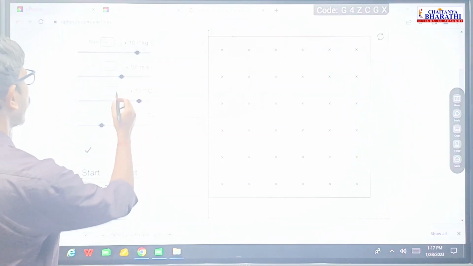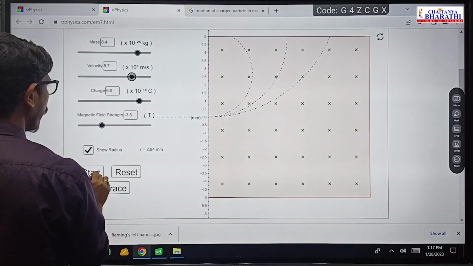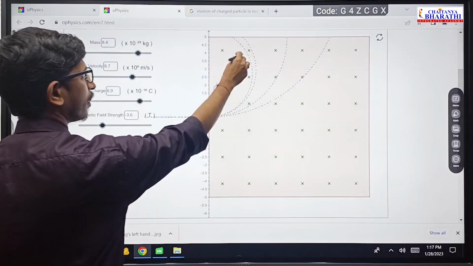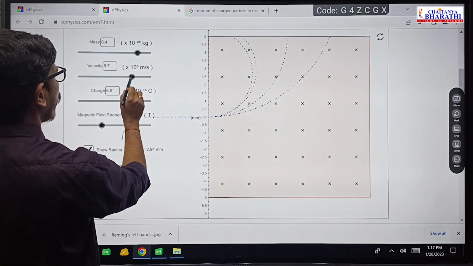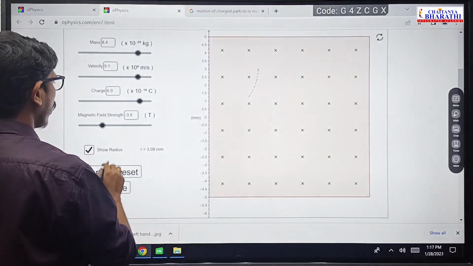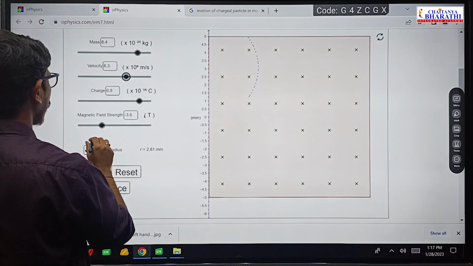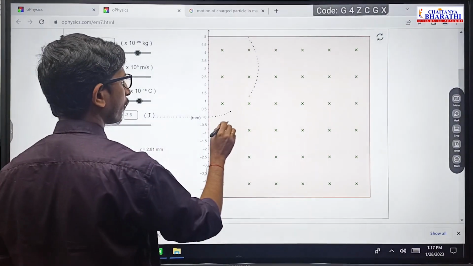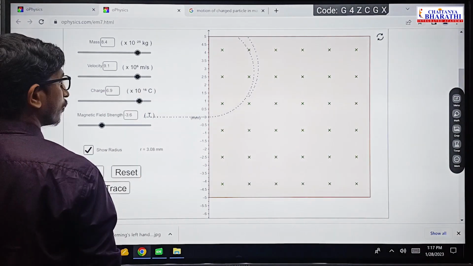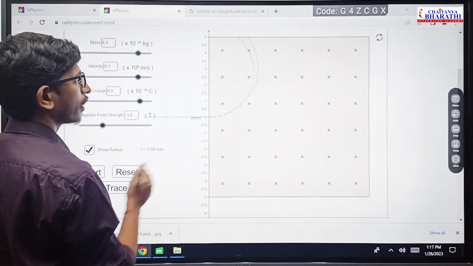Increase the speed, what will happen? The radius will increase. Let's see. Increase the speed, comparatively, you can compare that. Let's first keep this with this velocity and start. Now see, this is what you have. Let's increase the speed and do it. So automatically it has happened like this.